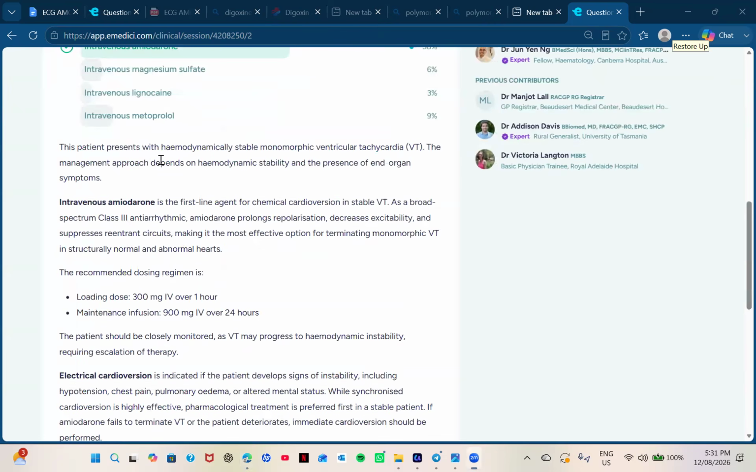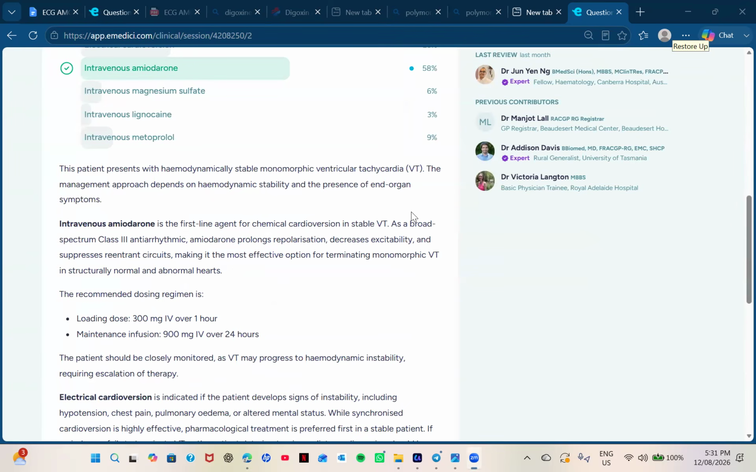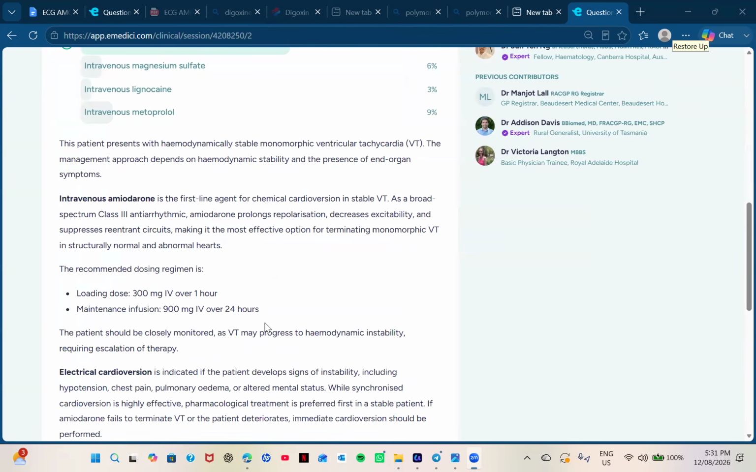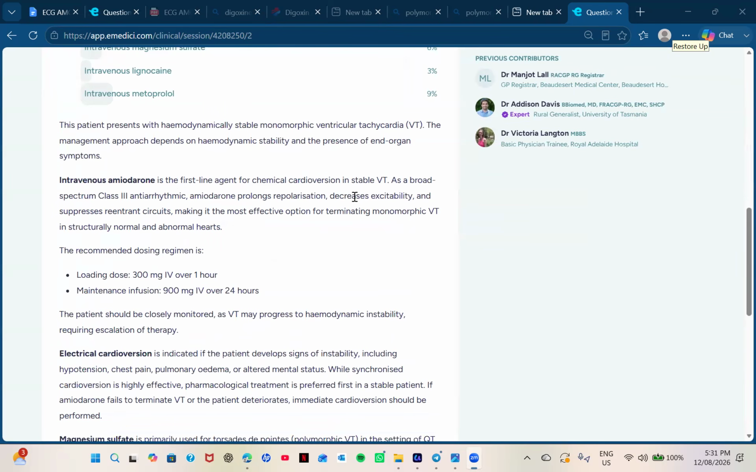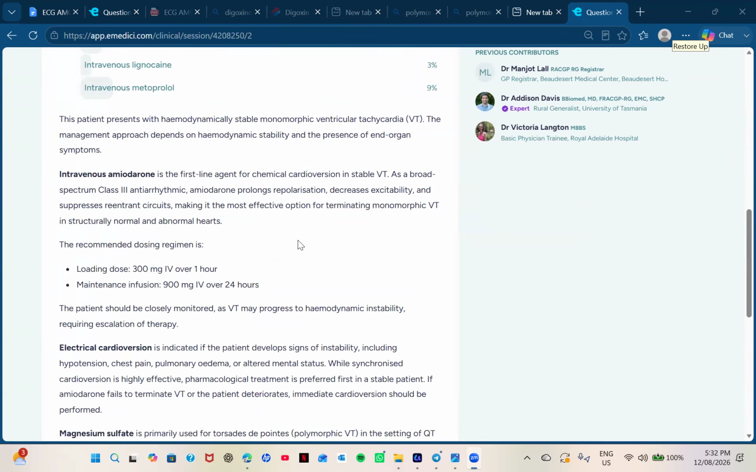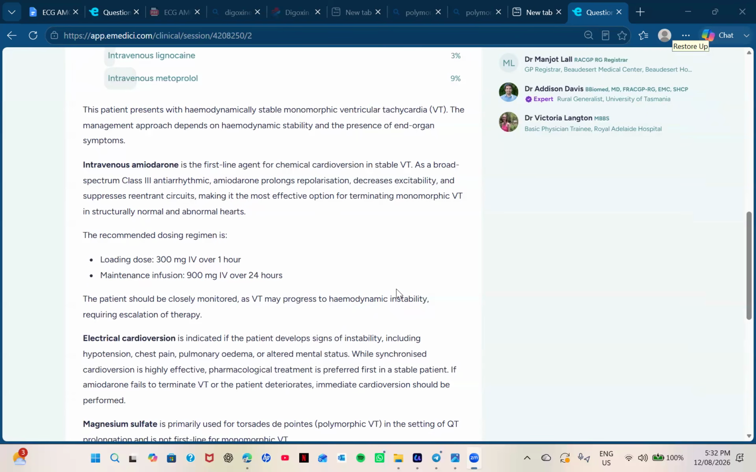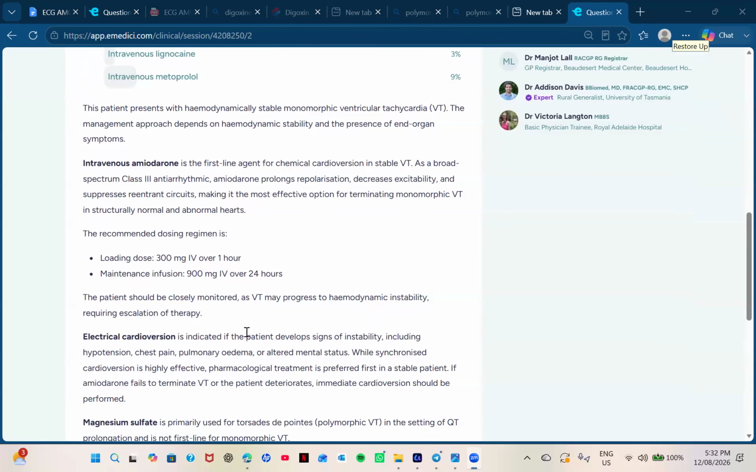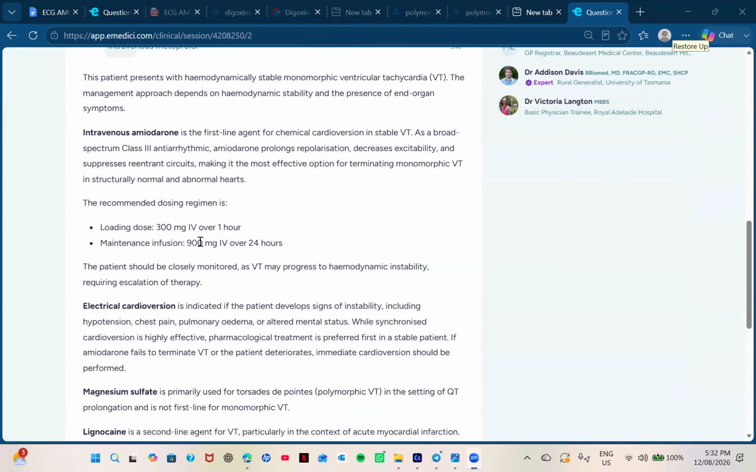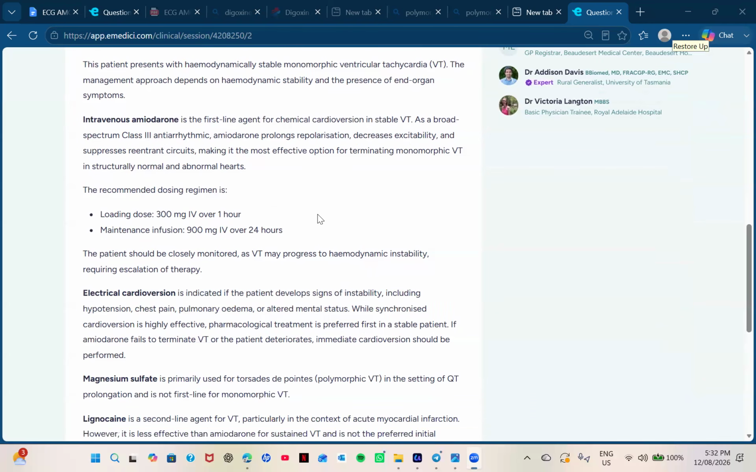Here, the patient has a hemodynamically stable monomorphic ventricular tachycardia. The management approach depends on the hemodynamic stability, right? Intravenous amiodarone is the first line agent for chemical cardioversion in stable VT. A broad spectrum class 3 antiarrhythmic, amiodarone prolongs the repolarization, decreases the excitability, and suppresses the re-entrant circuit, making it the most effective option for terminating monomorphic VT. The loading dose is 300 milligrams IV over 1 hour. The maintenance infusion is 900 milligrams IV over 24 hours, right?